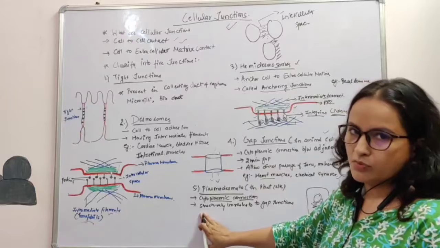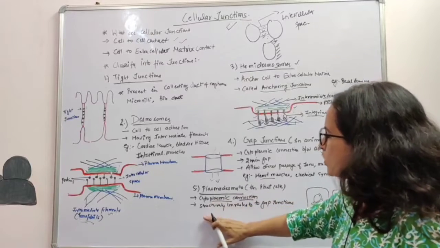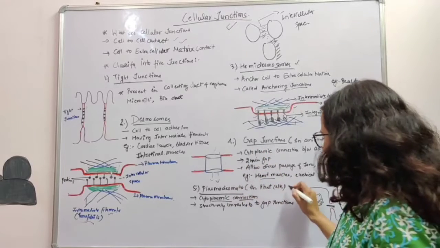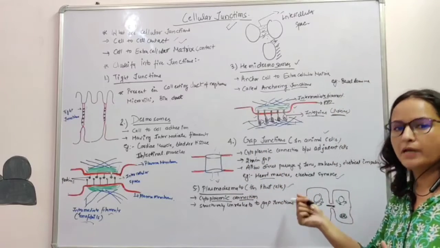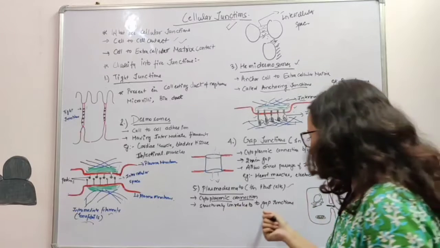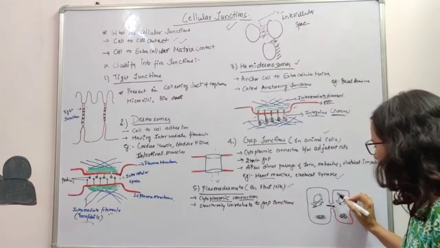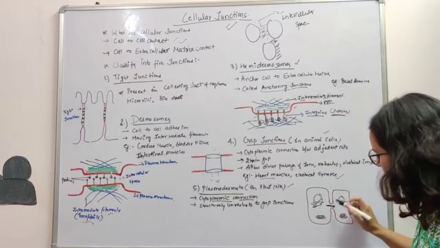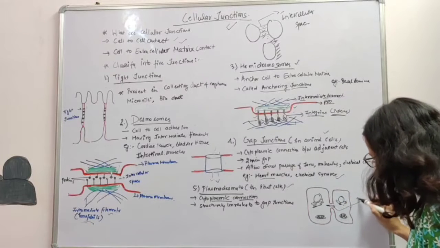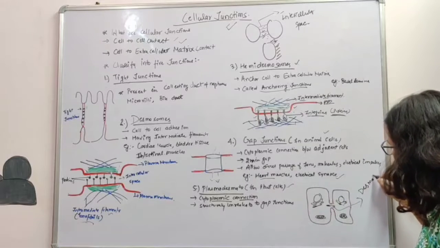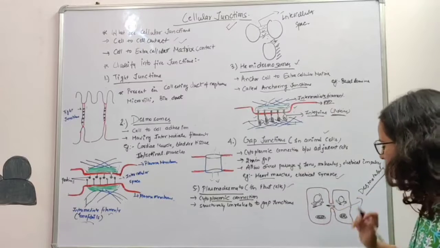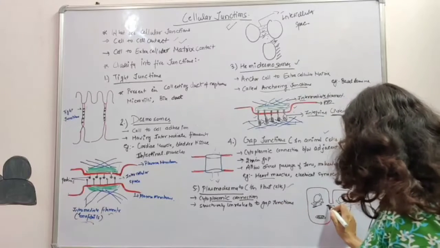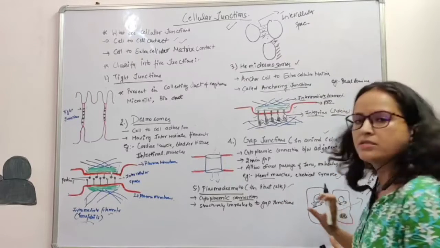The last one is the plasmodesmata. That is also a cytoplasmic connection like in gap junction, but these are present in plant cells, and they have a distinctive feature that when one cell of the plant forms a connection with other cells, there is a structure called desmotubules, and these desmotubules are formed of endoplasmic reticulum, or we can say having vesicles in this structure.